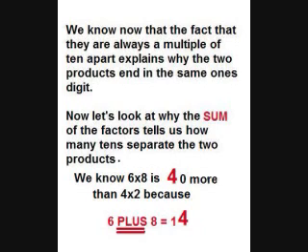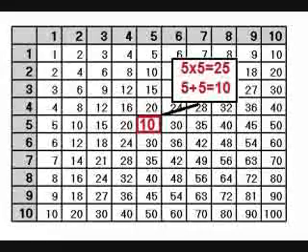Now let's look at why the sum of the factors tells us how many 10s separate the 2 products. Let's look at our multiplication chart again and focus our attention on 5 times 5 equals 25 at the middle. Let's, instead of multiplying 5 times 5, add them. The answer is 5 plus 5 equals 10. I've put that 10 in place of the 25.